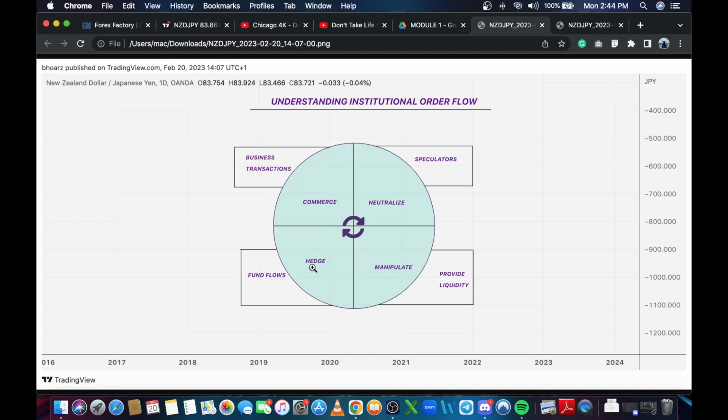Then we have obviously hedge. And with hedging, this is essentially how the market makers are going to provide liquidity. I'm going to talk about hedging in detail, and this is what will lead us into our order block theory and mitigation block theory, and also old highs, old lows, and rejection blocks. Okay, so I think that's about four institutional reference points from the last video.